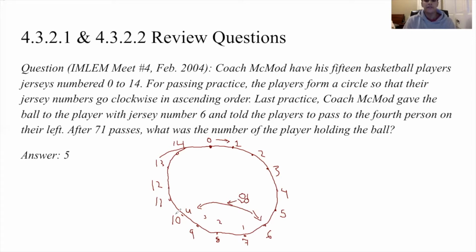Okay, so now we finally have a question. It's saying, okay, we have these numbers in mod 15. We're going to increase by 4 because they're passing to the fourth person on their left, which is an increase 71 times because it's 71 passes. So it's basically saying if we start at 6 and add 4 71 times, then what number is that in mod 15?